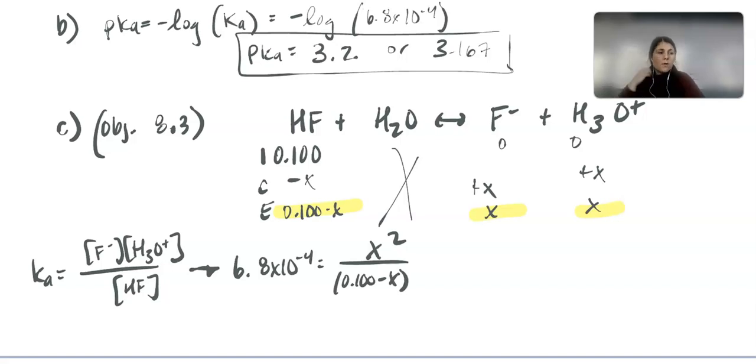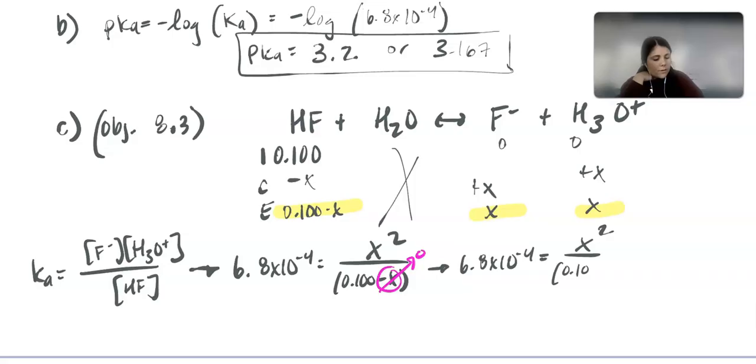So although right now that K value is times 10 to the negative 4, please note that you'll never have to do the quadratic equation. So let's assume negligible X. That leaves us with 6.8 times 10 to the negative 4 equals X squared all over 0.100. So we're going to multiply 0.100 to the other side, and get X by itself by taking the square root.